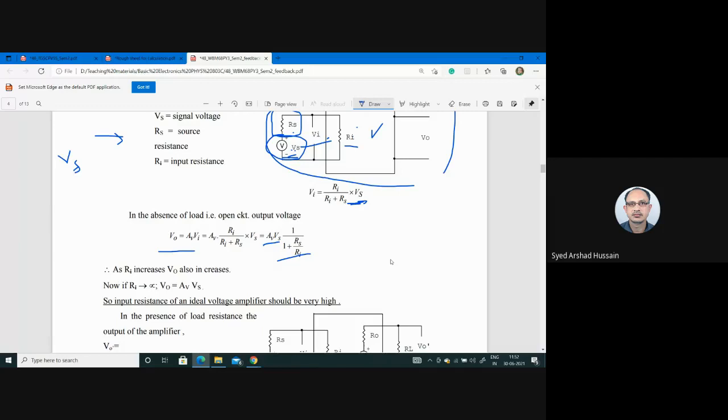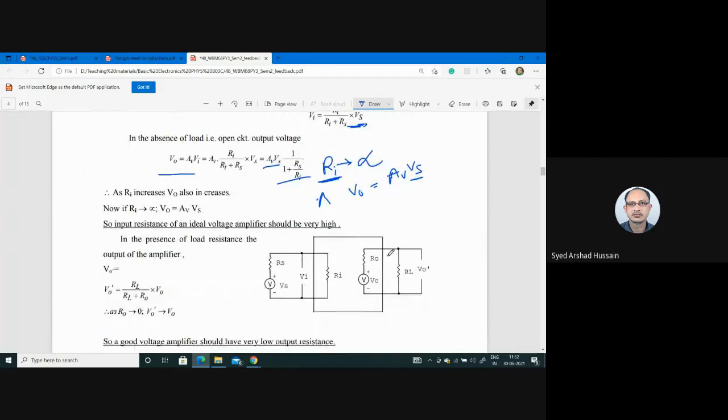From this expression, we see that if Ri tends to infinity, then V0 is equal to Av Vs. Vs was actually our external input. So if Ri tends to infinity, whatever we give at the input, our amplifier will get exactly that at its input. So for an ideal voltage amplifier, the input system should have very high input resistance. Okay, so this is one point.